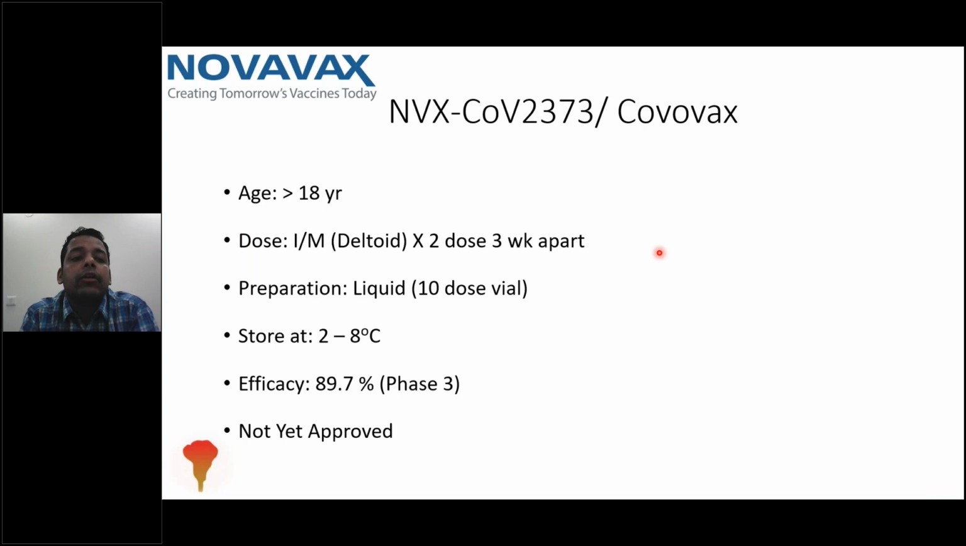This vaccine is being used in those more than 18 years old. Its dose is intramuscular deltoid, 2 doses 3 weeks apart. Its preparation is a 10-dose vial stored at 2 to 8 degrees Celsius. Phase 3 trials only are going on. This has not yet been approved. And in phase 3 trials, it has shown an efficacy of 89.7%.